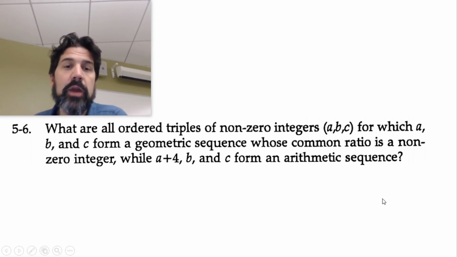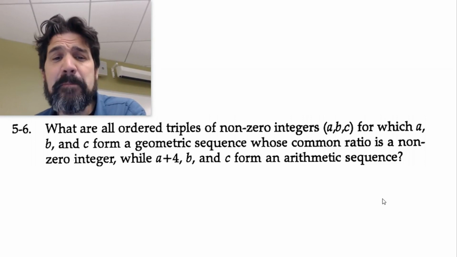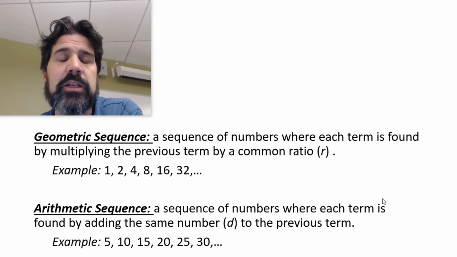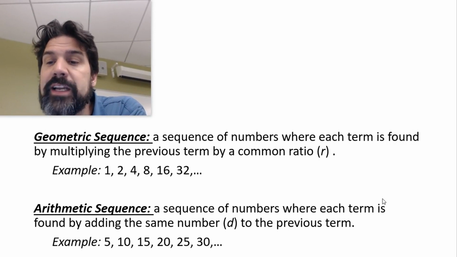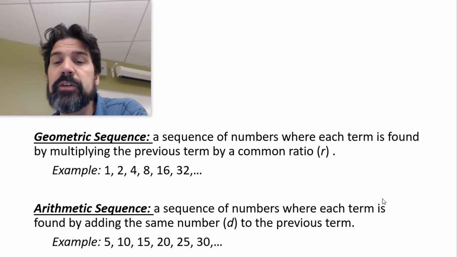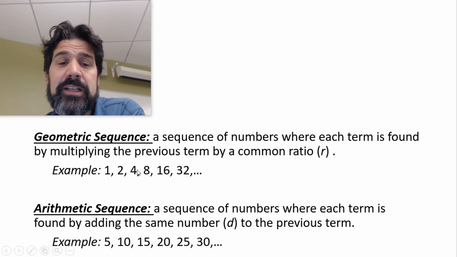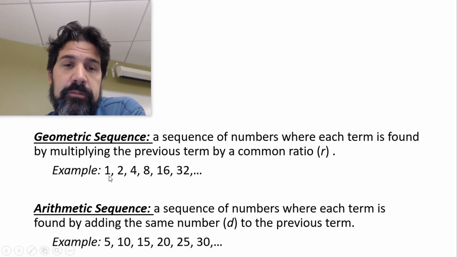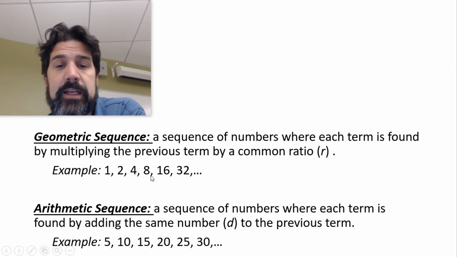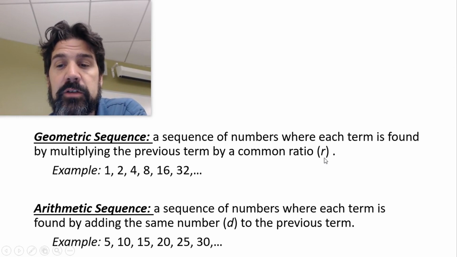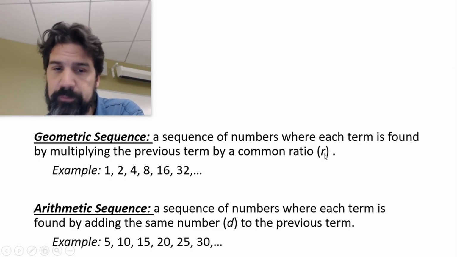Let's do a quick review of what those two things even mean in case you're unfamiliar with them. A geometric sequence is a sequence of numbers where each term is found by multiplying the previous number by a common ratio, which you typically call R. So one example would be 1, 2, 4, 8, 16, 32. We're doubling it. We're multiplying by 2 every single time, so our R would be 2.